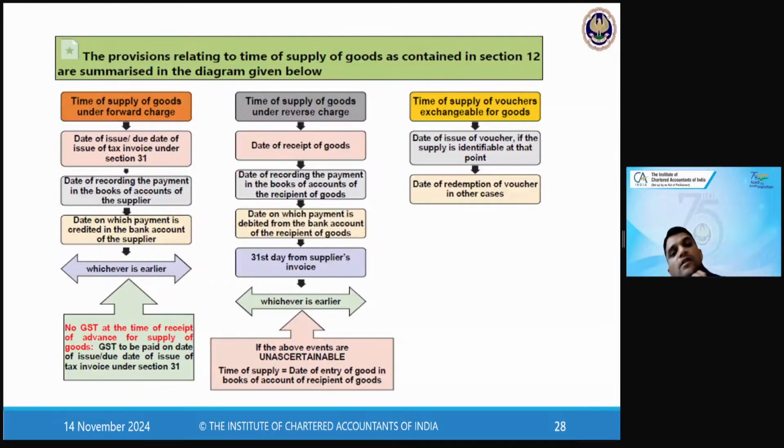And in case of time of supply of vouchers, which are exchangeable for goods, the date of issue of invoice will be the date of issue of voucher if the supply is identifiable. If it is not identifiable, then the date of redemption.